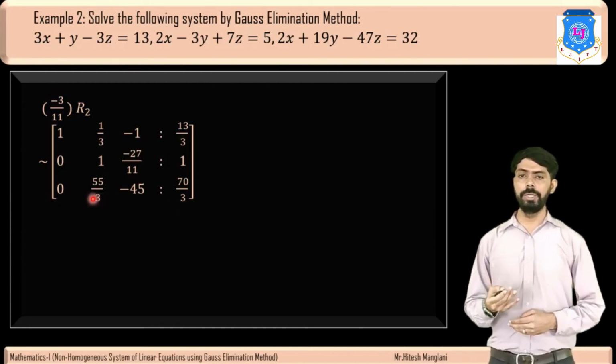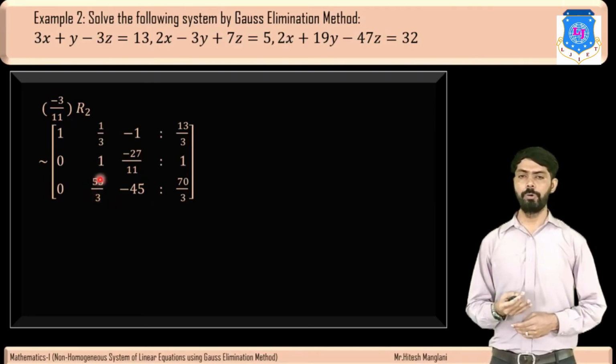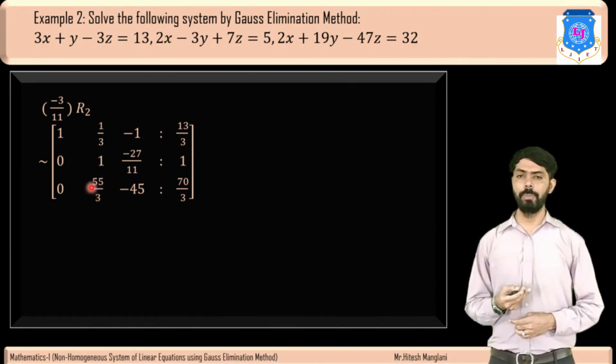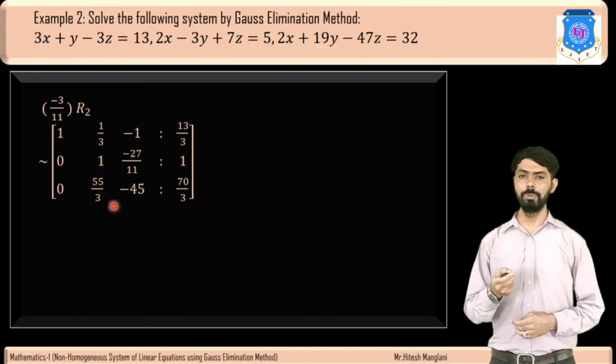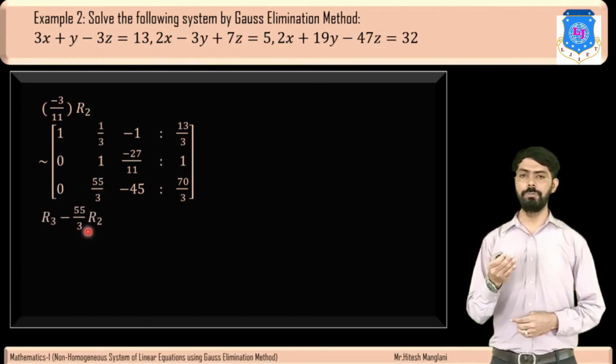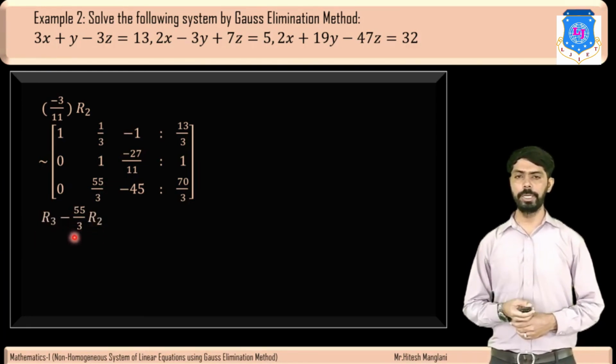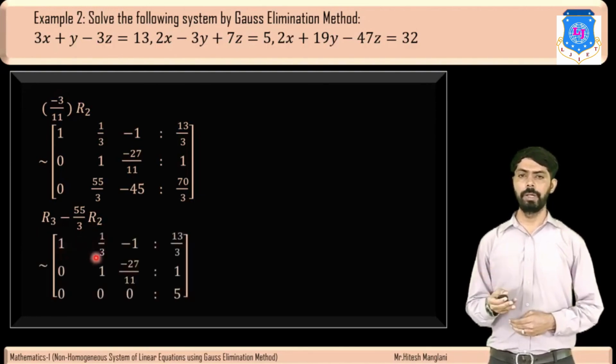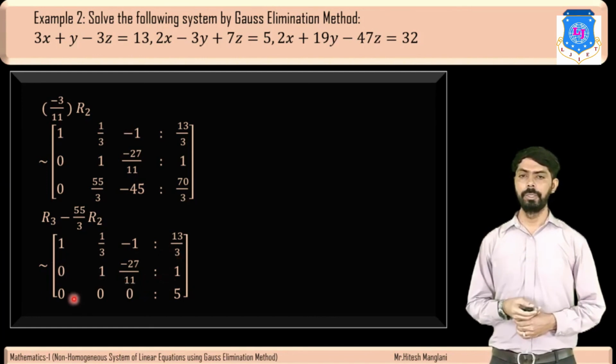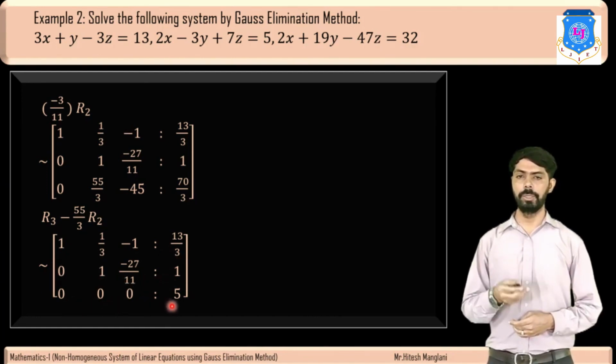Now here, all entries below the leading one should be 0. Therefore, we will have to convert this 55/3 into 0. So for that, we will multiply the second row by 55/3 and then subtract it from the third row. So we will use the row operation R3 minus 55/3 into R2. If we apply this row operation, then the next matrix will be 1, 1/3, -1, 13/3, then 0, 1, -27/11, 1, then 0, 0, 0, 5.